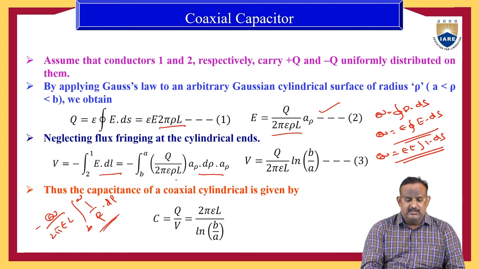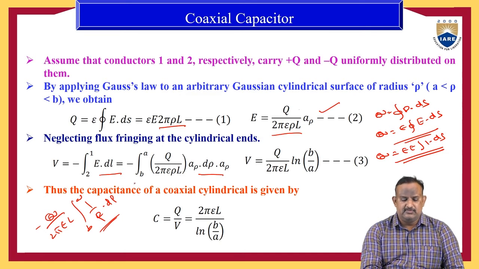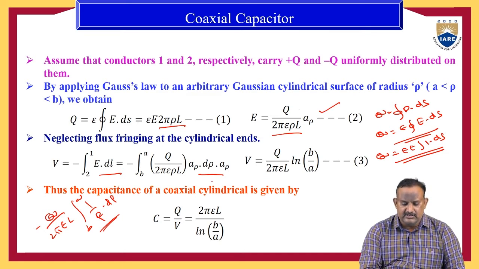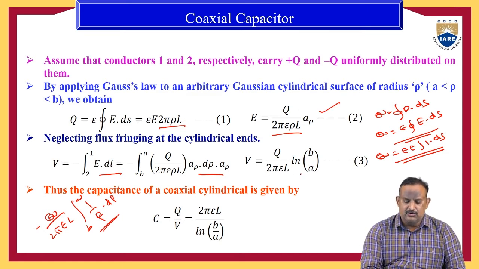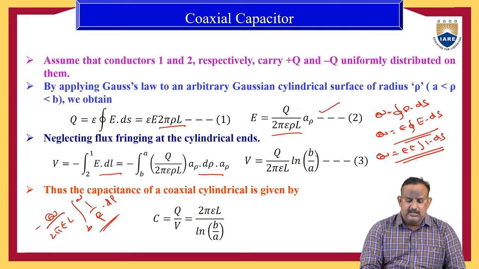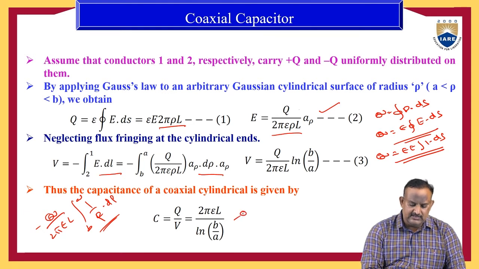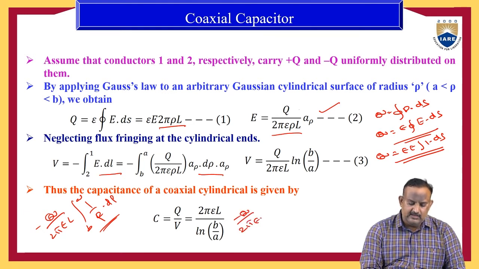Here the integral of 1 by rho d rho is log rho, and the negative signs cancel. Therefore it is minus Q by 2 pi epsilon L into log rho between the limits a to b.